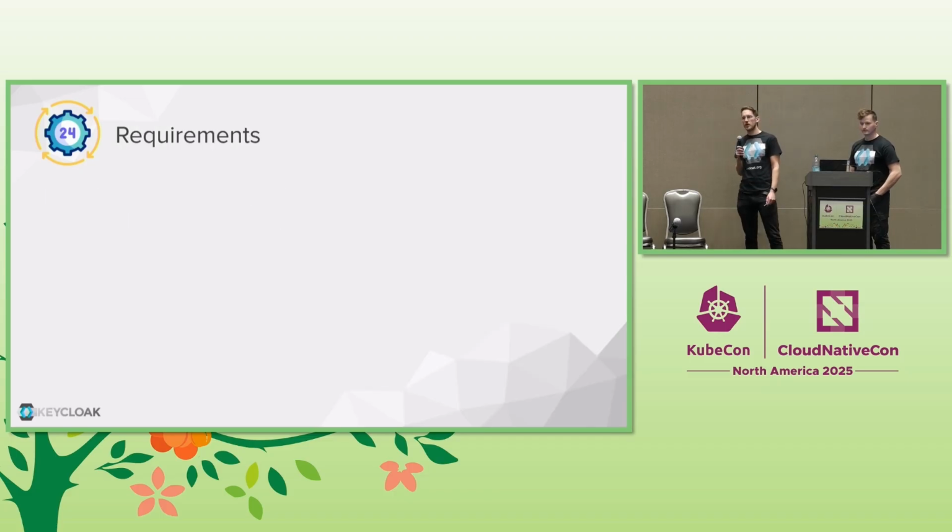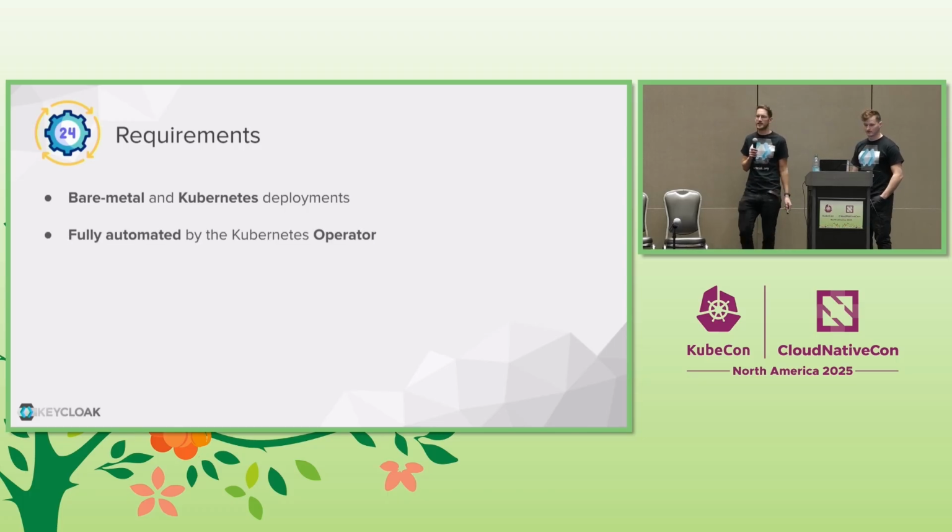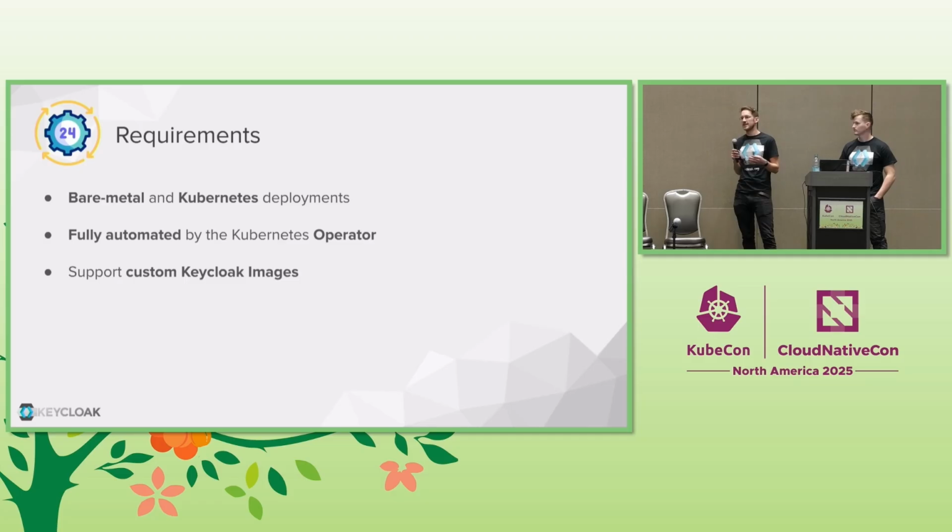So for this solution, we have a few different requirements. Or we had requirements. We have solved it, spoiler alert. It should work on both bare metal and Kubernetes deployments. It needs to be fully automatable by our operator. And it must support custom Keycloak images. Typically, we see people extending base images to add custom themes or providers, that kind of thing. So it's crucial that it works with any solution.